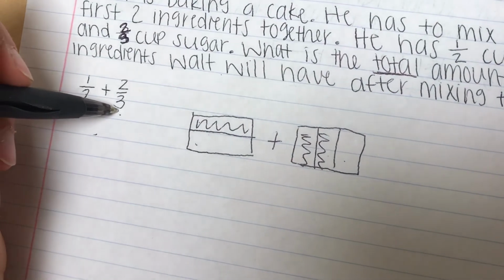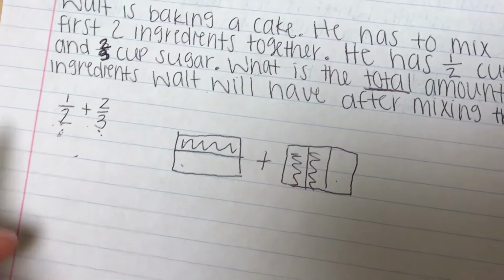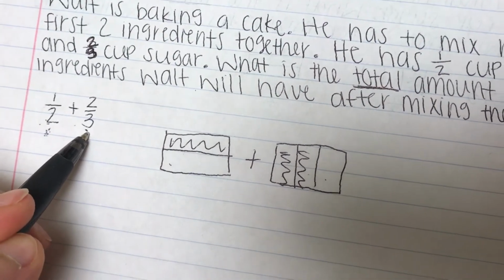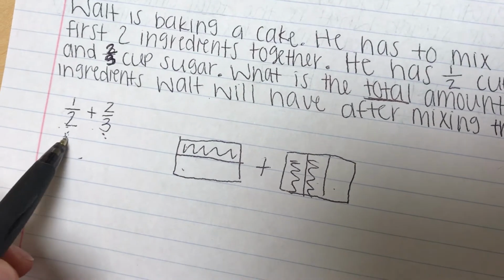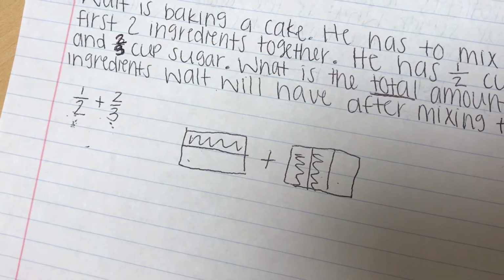But we can't multiply anything to get 4, okay? So we want to find something that we can multiply 2 by and multiply 3 by and have the same denominator. Does that make sense? Okay, good. So what can we multiply 2 by and 3 by to get the same denominator?